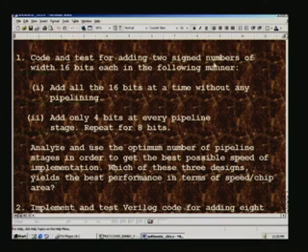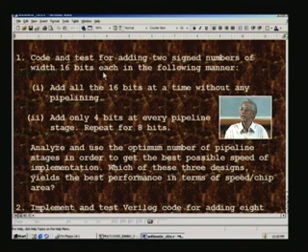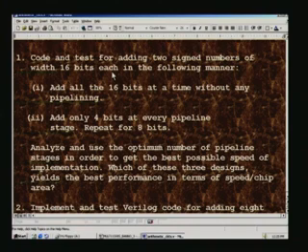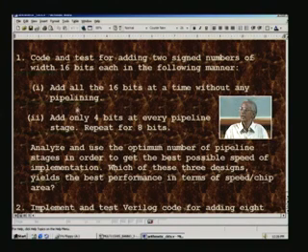Code and test for adding two signed numbers of width 16 bits each. We have seen 12 bits earlier. Now I want it to work out for 16 bits, and this time not 8 numbers but just 2 numbers, and each in the following manner. You have to add all the 16 bits at a time without any pipelining.